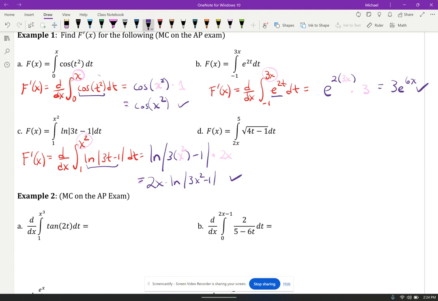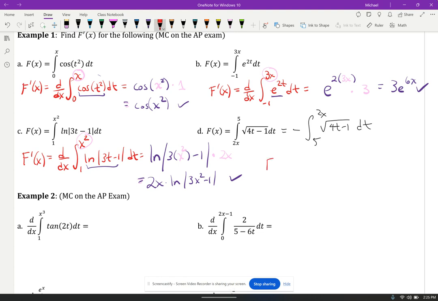Now be careful. When I get to letter D, I notice that my limits of integration are not set up the way they usually are with the constant on the bottom. So I'm going to have to flip them, which is fine as long as I introduce a negative. So I get this. And now I'm going to take the derivative.